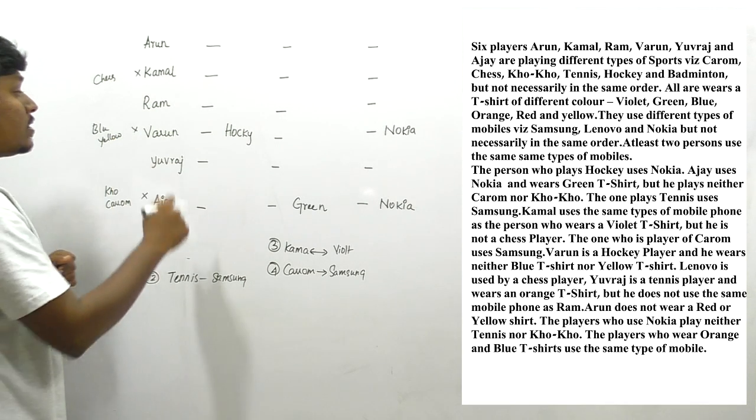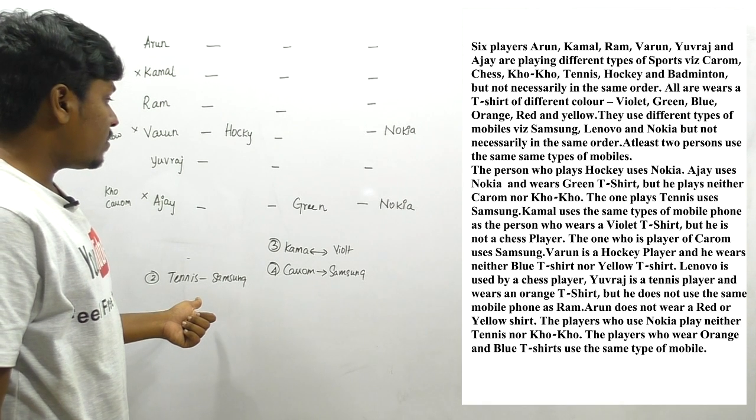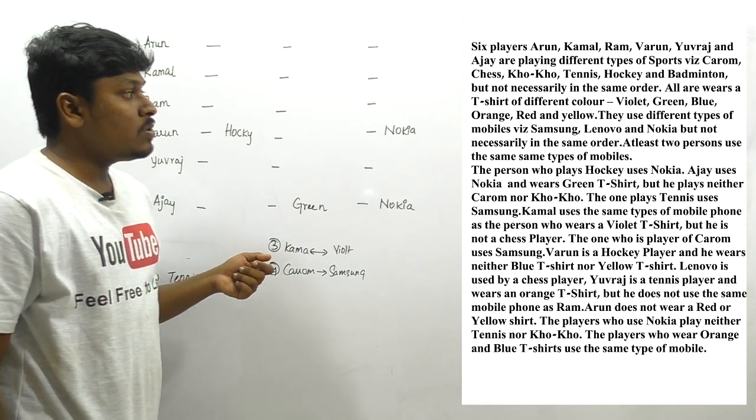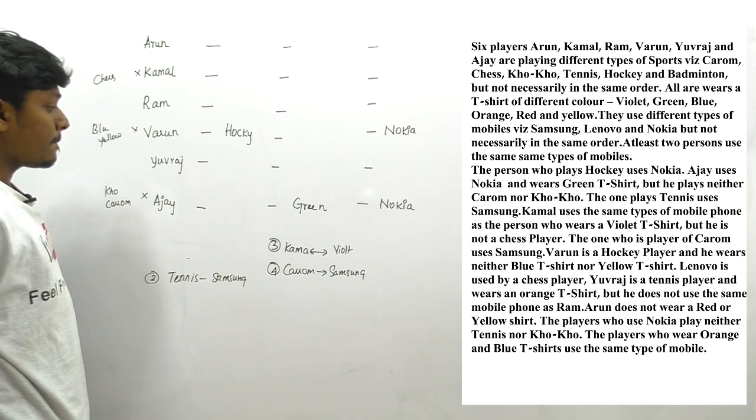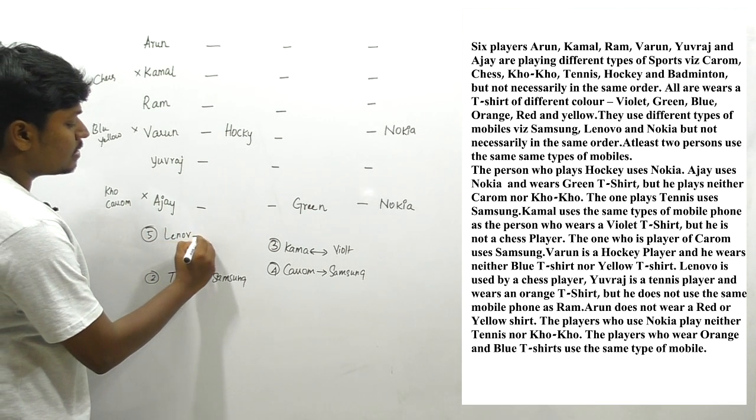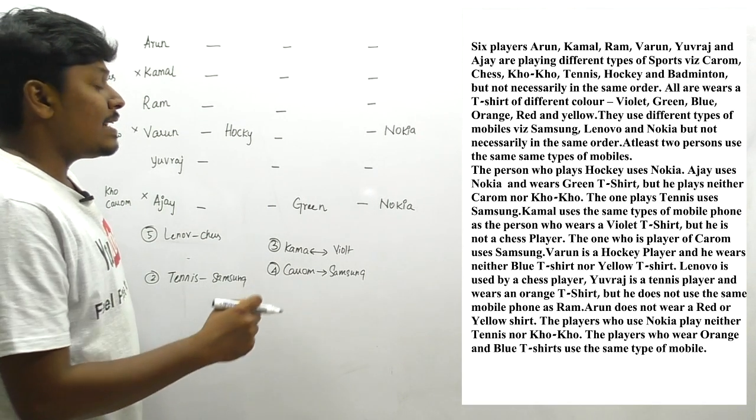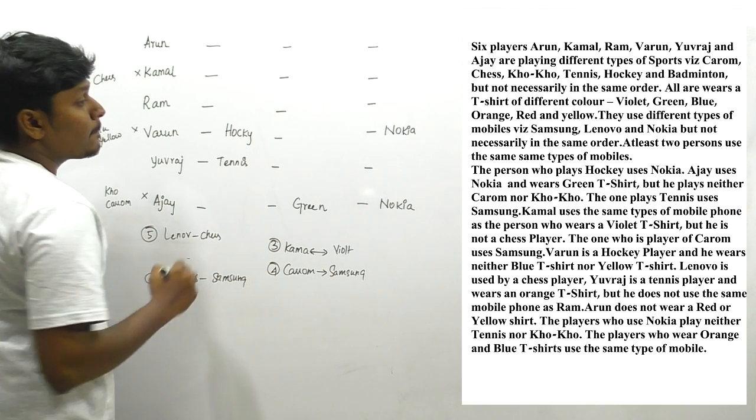They have said that Varun is a hockey player, and we have fixed Nokia. Let me try to fix anything else. No other possibility. Okay, Lenovo is used by a chess player. Let me take it as the 5th condition: Lenovo is used by a chess player. Okay, Yuvraj is a tennis player. They have given that Yuvraj is a tennis player.